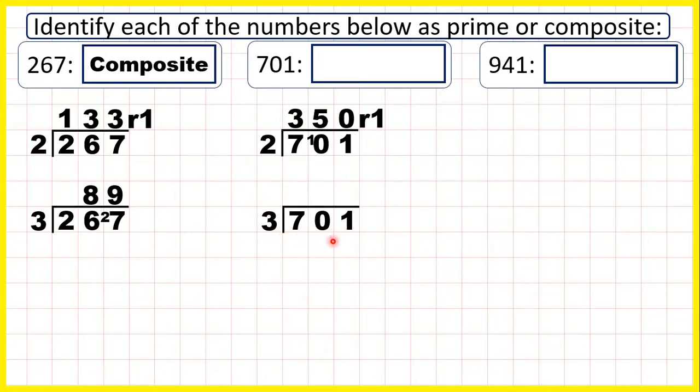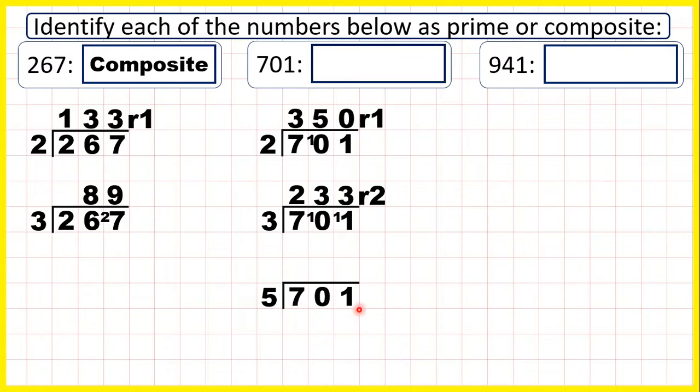Now we can use the adding the digits trick, and 7 plus 0 plus 1 is 8. 8 is not in the 3 times table, so we know that we're going to get a remainder. But just to check, 7 divided by 3 is 2 remainder 1, 10 divided by 3 is 3 remainder 1, and 11 divided by 3 is 3 remainder 2, so we get a remainder. So we can try dividing by the next prime number.